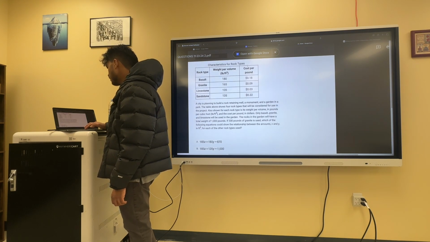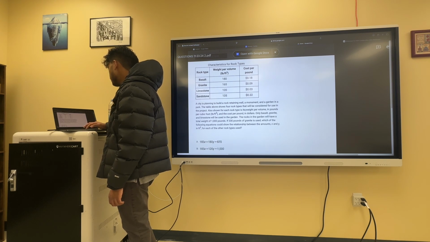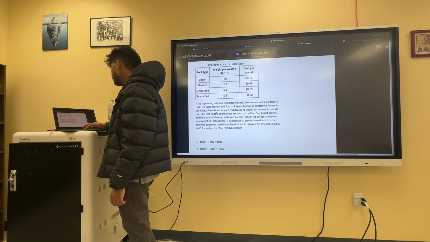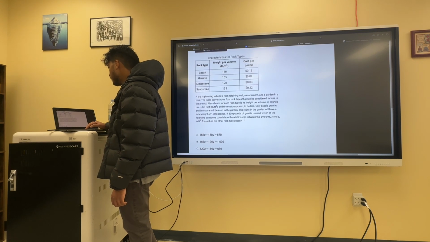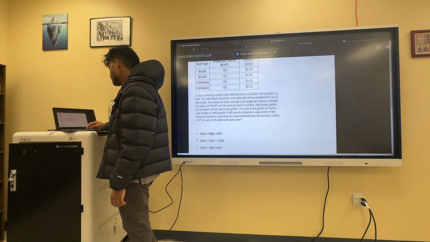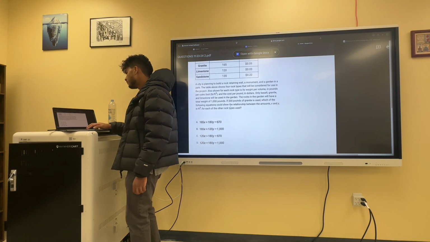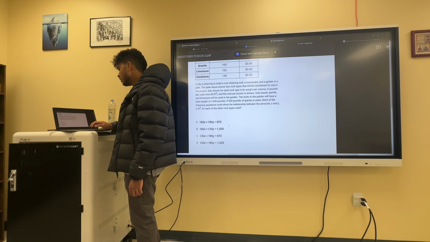Also, cost isn't really mentioned in this except here. Also shown is just showing what the cost per pound is. Other than that, it's not mentioned at all. So we can ignore cost and just focus on this. Okay, so let's look at our answer choices.